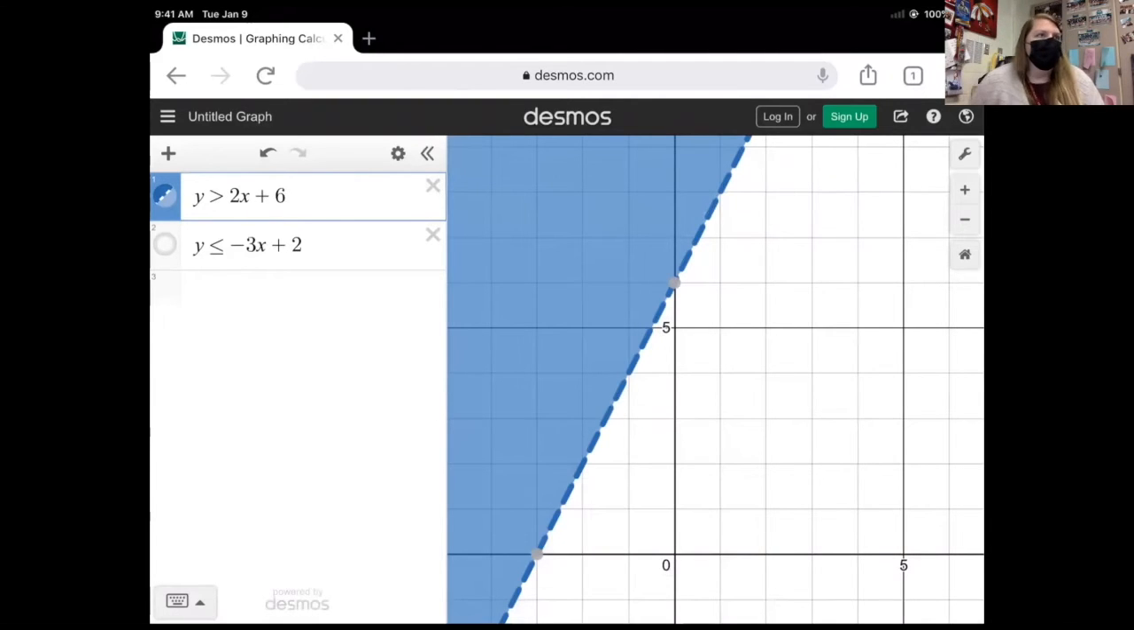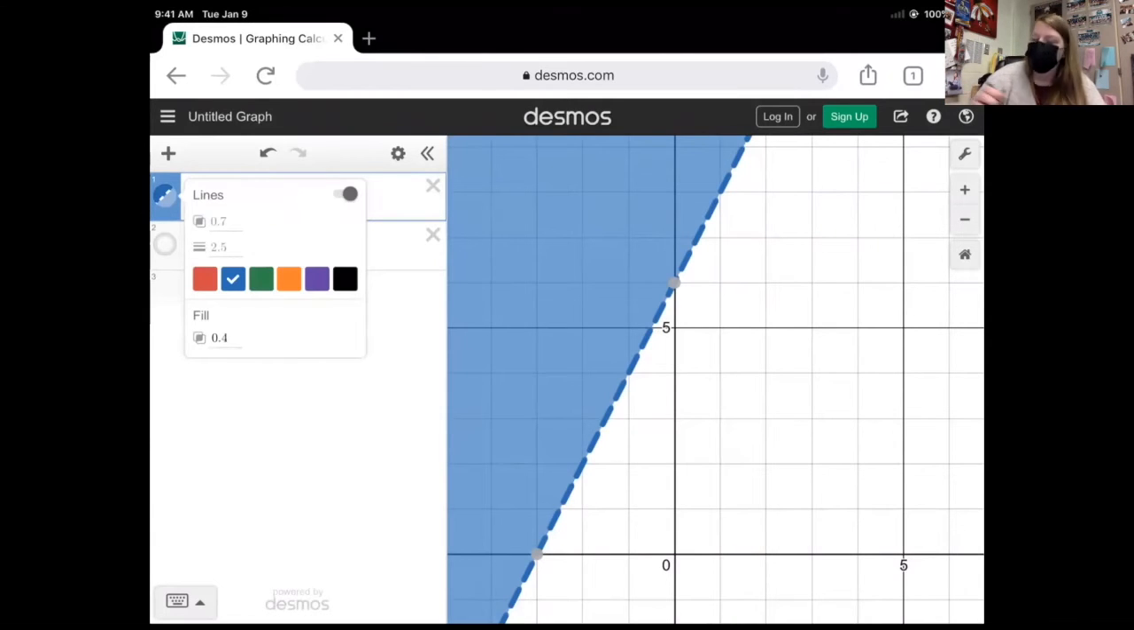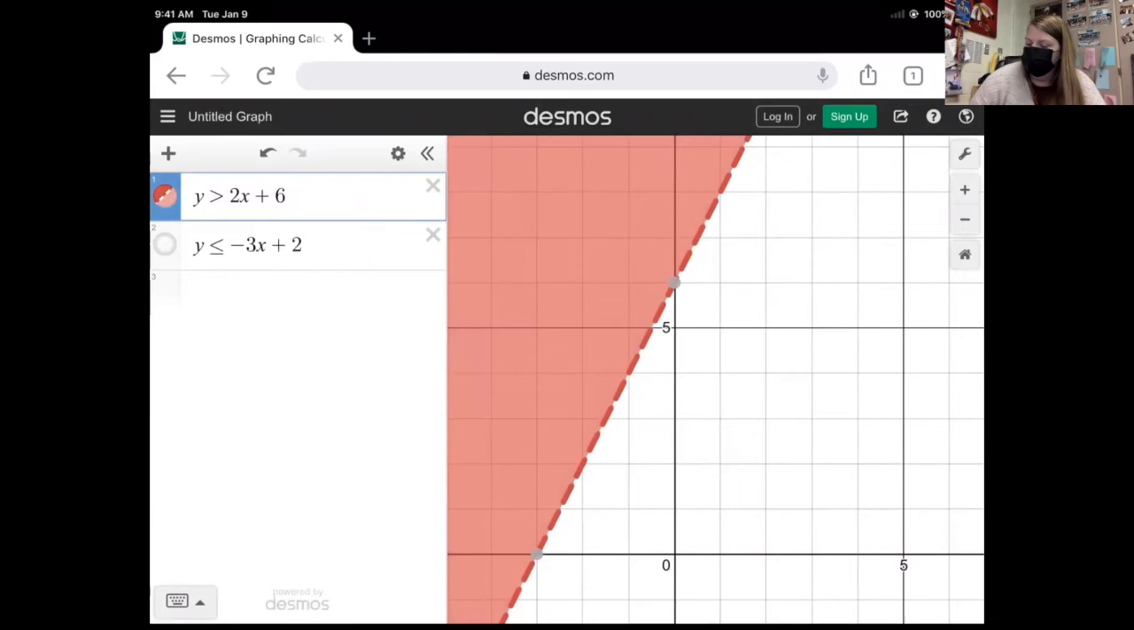And then just for fun, in case you want to use it, if you hold down this blue circle, you can change the color. If you click and hold, you can change the color of the line if you want to do that.